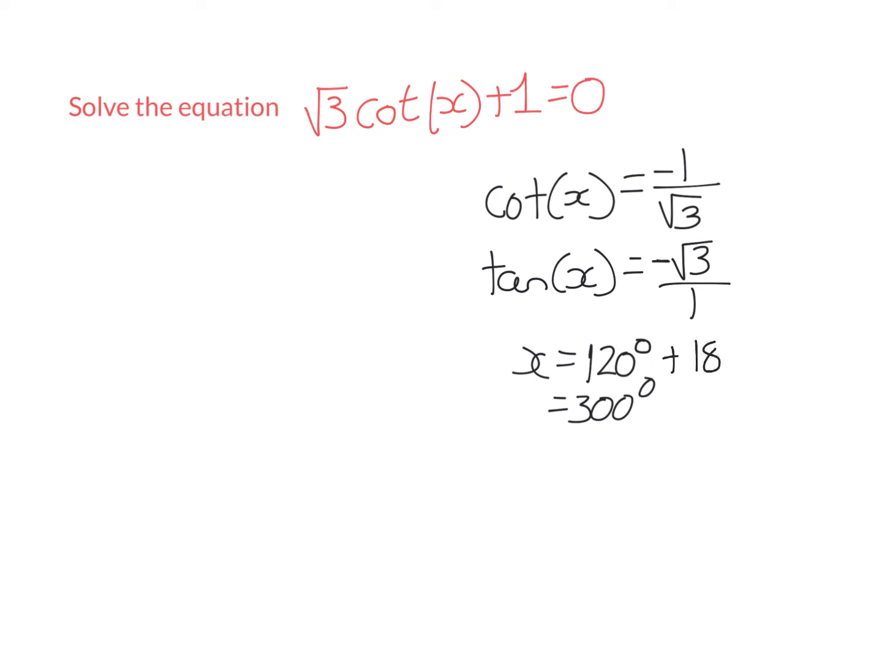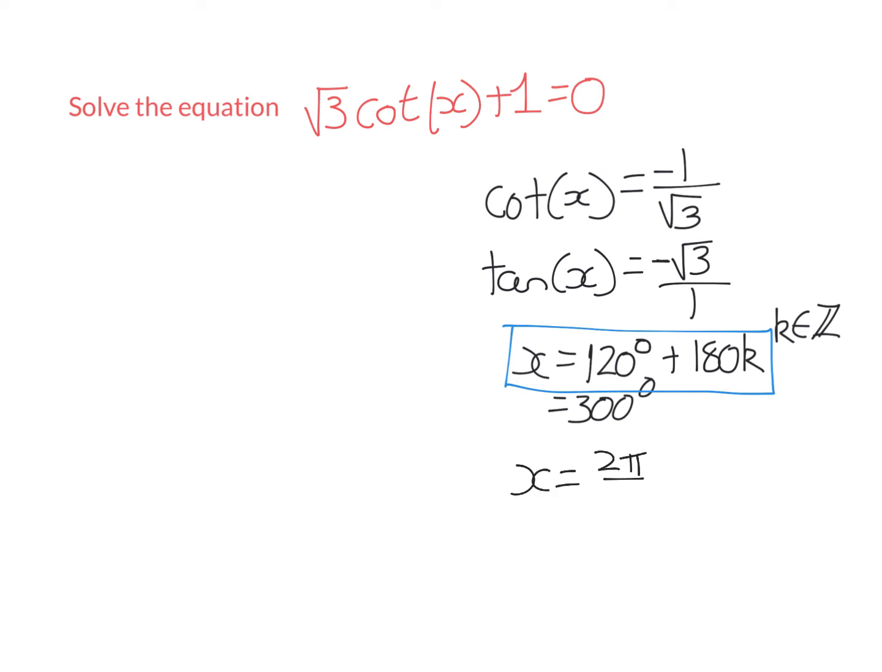So what I can do is add integer multiples of 180. So again, I have to specify here that k is an integer. So 300 degrees is actually covered by this if k was 1. So this is the general solution, 120 degrees plus any integer multiple of 180. Of course, if I was asked to give the answer in radians, I would give 2 pi over 3 plus k pi, where k is an integer. So that is the general solution to this equation.